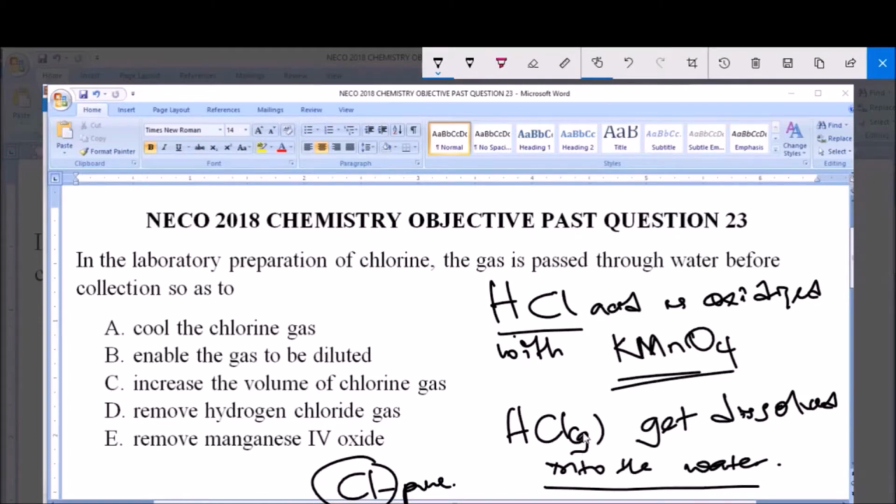But as this reaction passes through water, this water then removes the hydrogen chloride gas, because hydrogen chloride gas is soluble in water, so it dissolves in water, thereby releasing the pure chlorine gas, and this pure chlorine gas is then what's collected. So the essence of this water is to remove hydrogen chloride gas, which is option D.